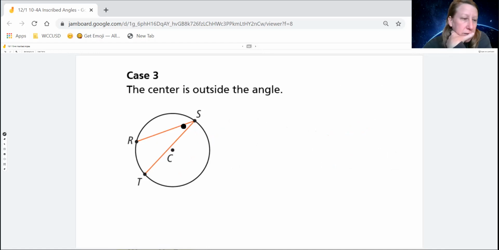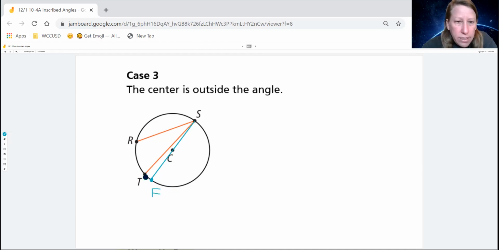Is this still going to be half of this arc? Is the measure of this inscribed angle still going to be half? Well, in order to prove this, we know what happens when it goes through the center of the circle. Okay, so I'm going to name this point right here. I'm going to name it point F.